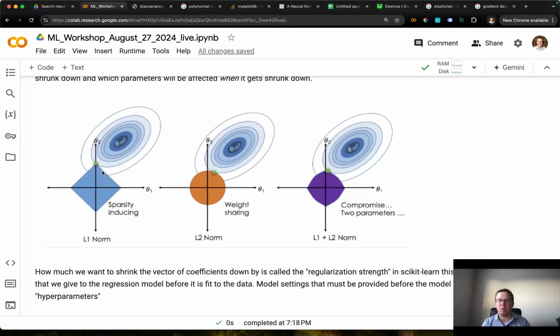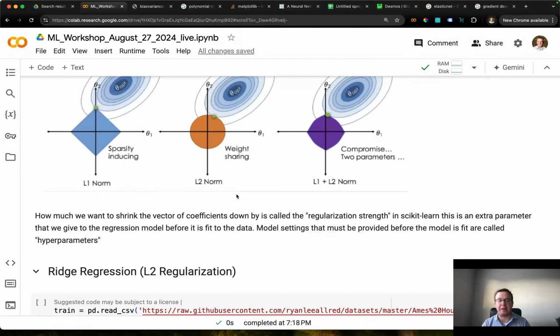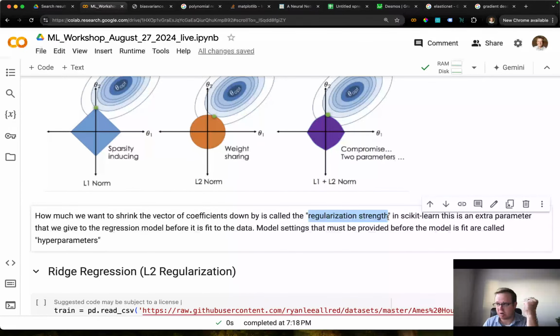Well, the way that we're going to control that or indicate that to our machine learning algorithm is by setting a parameter called the regularization strength. The regularization strength is a value that we pick before the model gets fit, and it is not learned in the training of the model. It's just we as the data scientists say, oh, I think the regularization strength should be 0.1. It should be 5. It should be 100. We're going to say what we think it should be before the model runs.